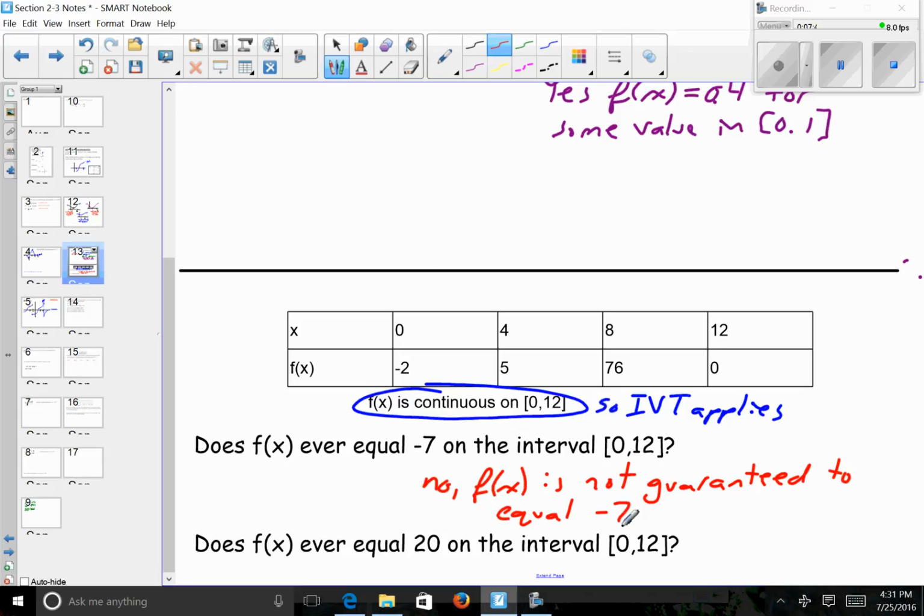But if we then ask, does f ever equal 20 on this interval, we can actually say yes, because between x equals 4 and 8, the y's have to go from 5 to 76, and from 8 to 12, the y's go from 76 to 0. So I can say here that yes, f of x does equal 20 on that interval from 0 to 12. And we could even be more specific and say it's on that interval 4 to 8, or on the interval 8 to 12.